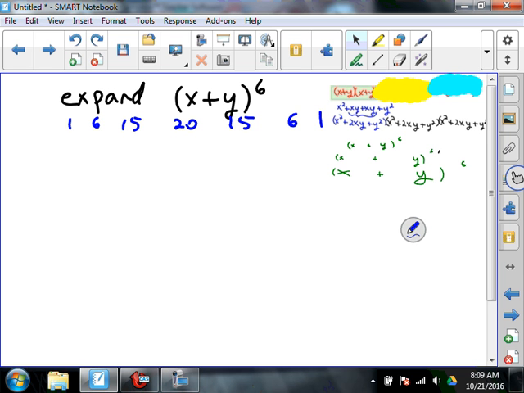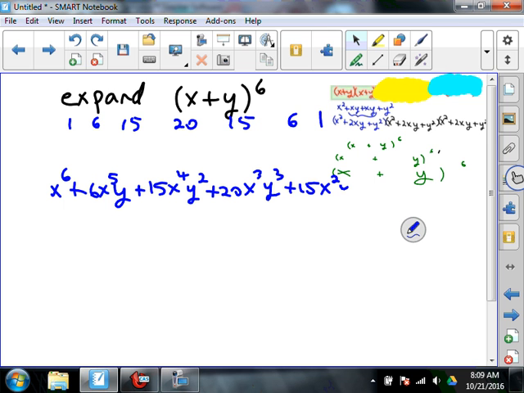Maybe the coefficient of the first term is 1, which we don't write, and the first term would be x to the 6th. And the next term would have a coefficient of 6, and it would be x to the 5th y. And the next term's coefficient would be 15, and it would be x to the 4th y squared. And maybe the next term's coefficient is 20, x cubed y cubed. And the next term's coefficient is 15, x squared y to the 4th, and then plus 6xy to the 5th, plus y to the 6th. Maybe that's it. Let's find out.